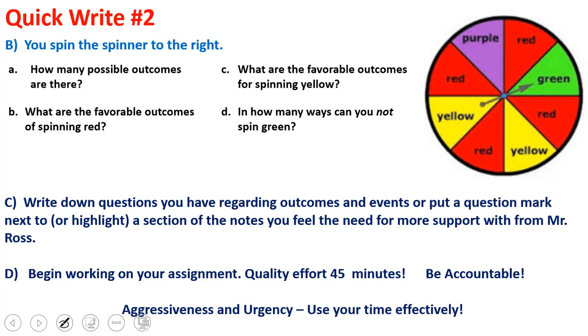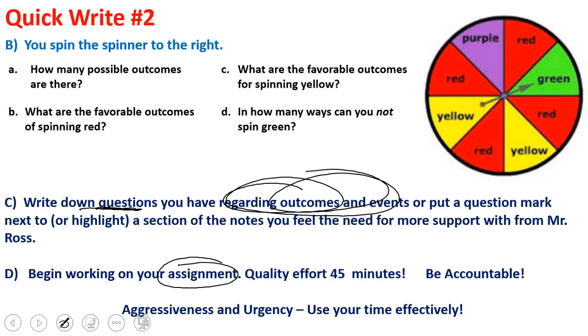Again, when you're done with that quick write, you need to write down questions. We talked about questions in class. So now there are 2 types of questions you need to write down. Questions that you could be asked, and if you don't have them written down tonight, that's okay. We'll discuss some tomorrow in class. But questions regarding outcomes and events, anything you have questions on from these notes, certainly write those down or put a question mark next to or highlight some section of the notes, something that says, hey, when we go over this in class, I'm going to ask Mr. Ross about this. Of course, begin working on your assignment.